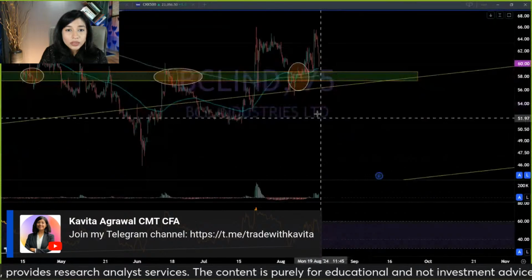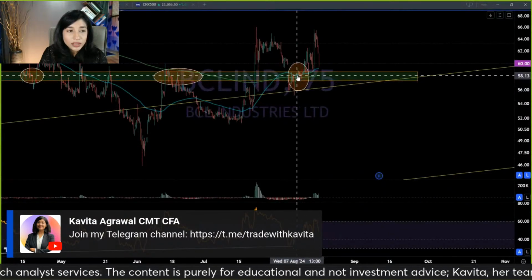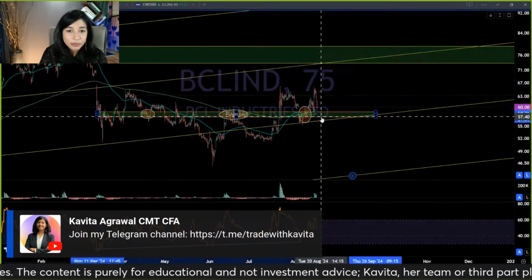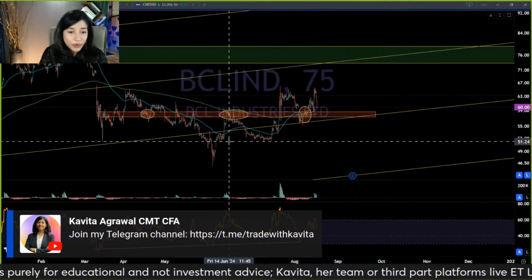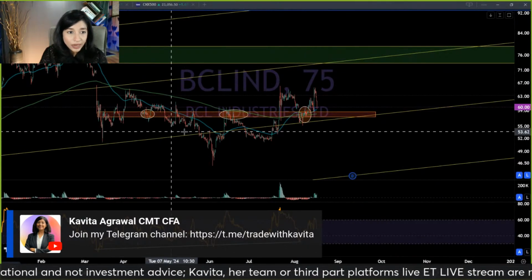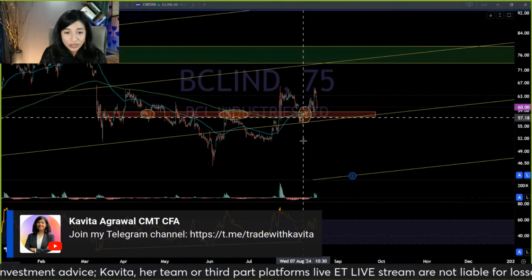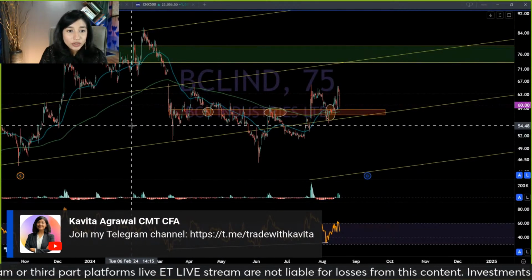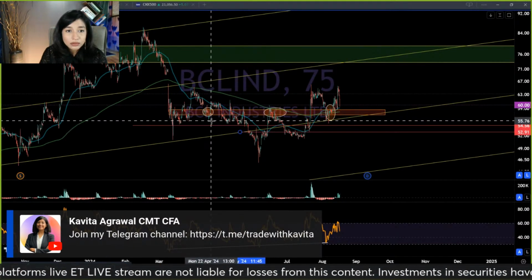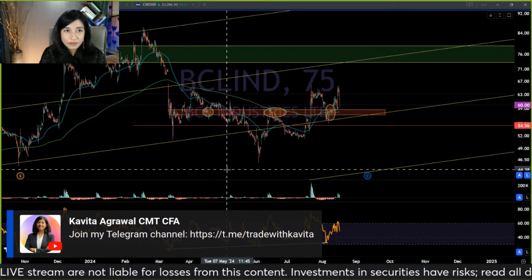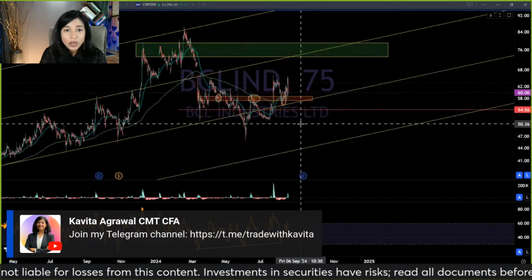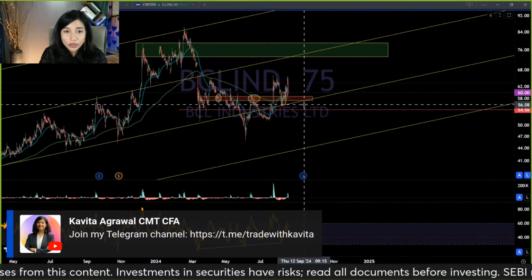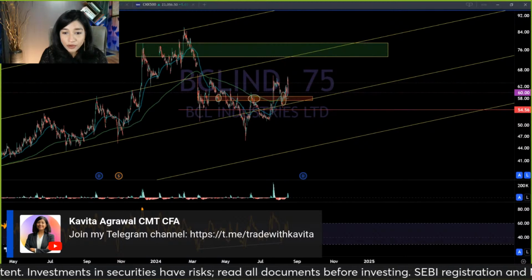Okay, so this zone basically is acting as a support for the price of BCL Industries right now. So if you want to make a fresh entry, I would suggest you use this as a stop loss level, around 55, 54.5-ish level as your stop loss, and it's looking attractive for fresh entry.